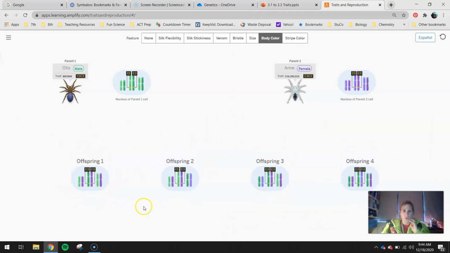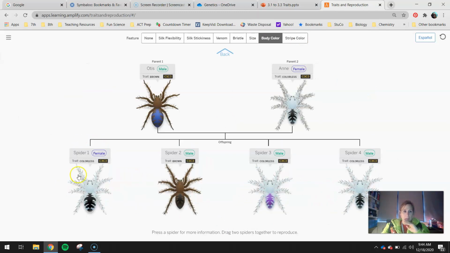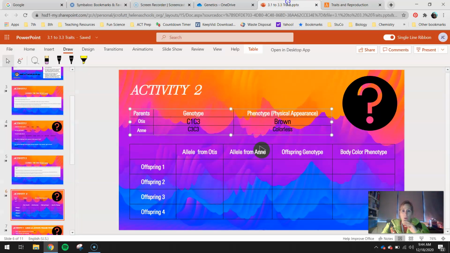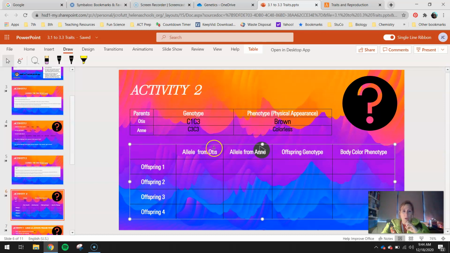Okay, so if they had 4 babies, or 4 little baby spiders, we would see a colorless, same genotype as mom, brown, same genotype as dad, colorless, same genotype as mom, and again another colorless with the same genotype. So 3 colorless, 1 brown. Okay, so you guys would go and say, all right, offspring 1 got which allele from Otis? So let's take a look.